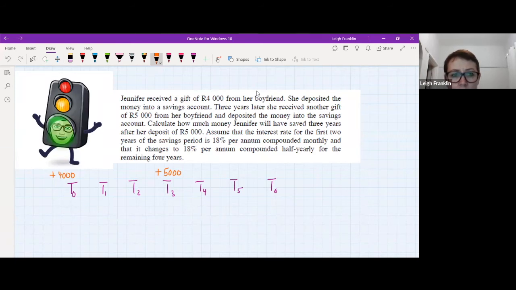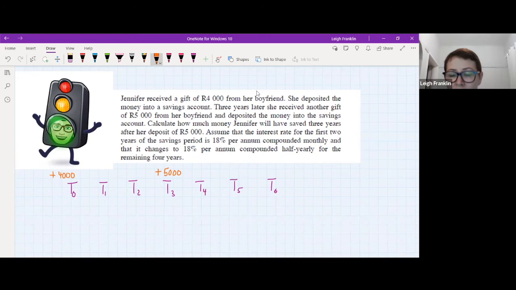So 3 years after her last deposit of 5,000, that's why we've gone to T6. So from T3 to T4 to T5 to T6 is another 3 years later. So it should make sense to you that we're working out how much money Jennifer has after 6 years.